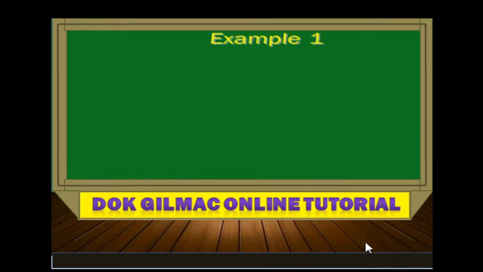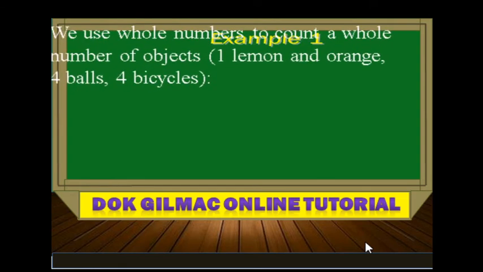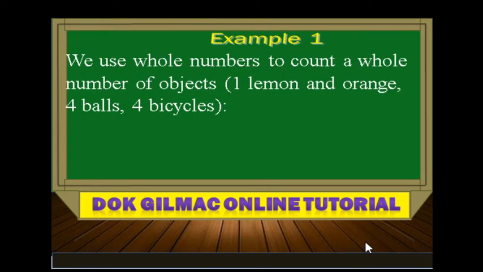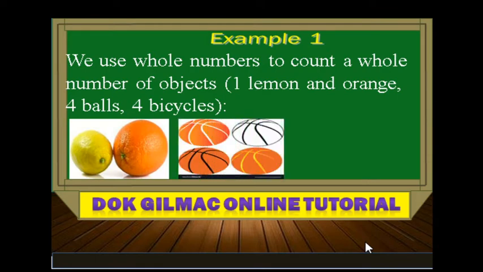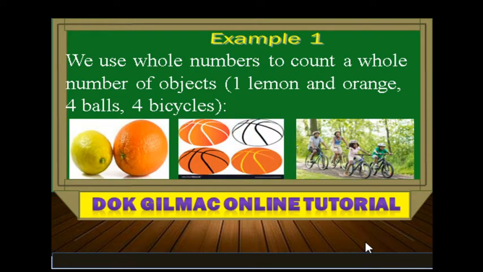Now let's have example number 1. We use whole numbers to count a whole number of objects. For instance, we have 1 lemon and orange, 4 balls, and 4 bicycles. So as you can see here, 4 persons riding in a bicycle.